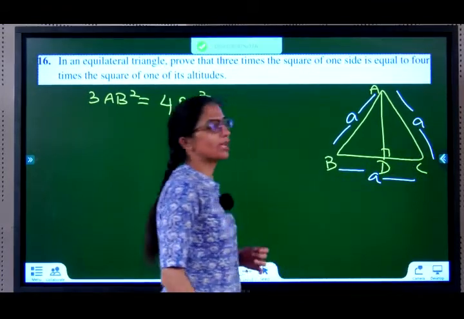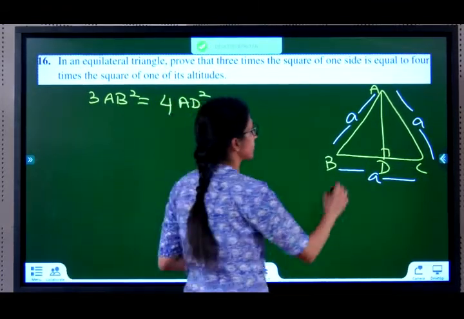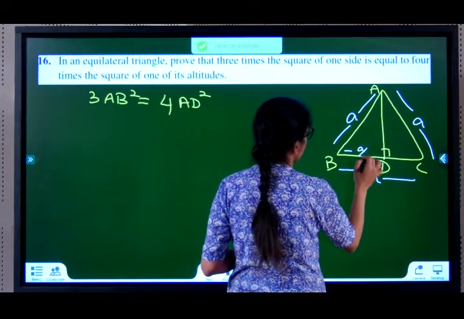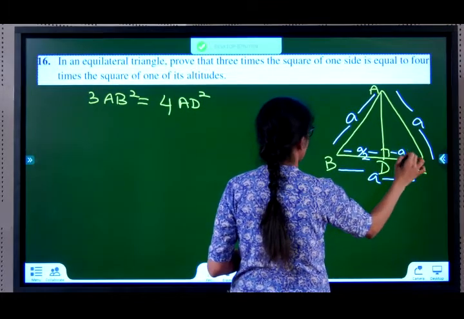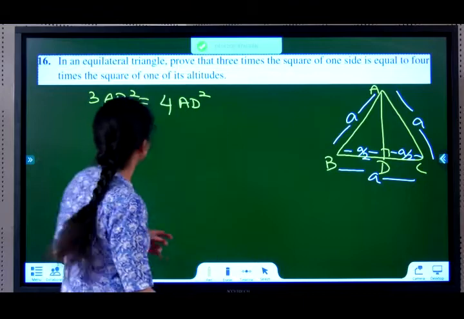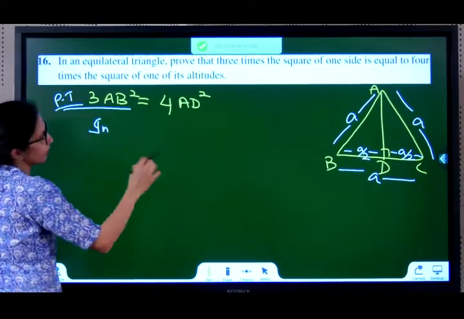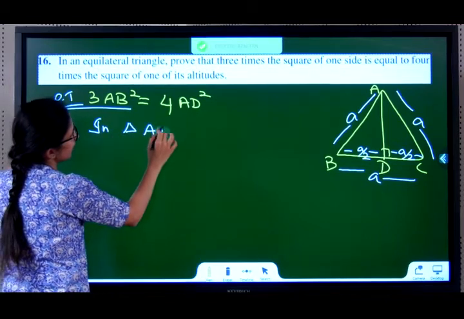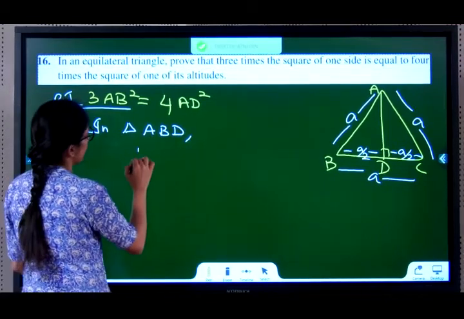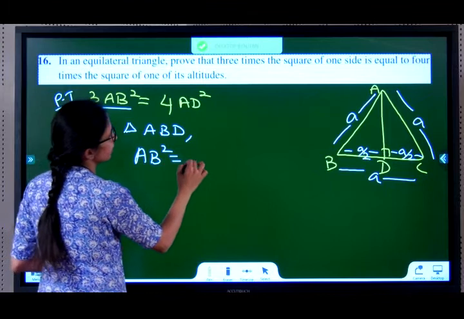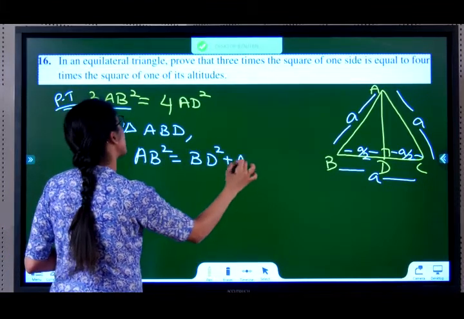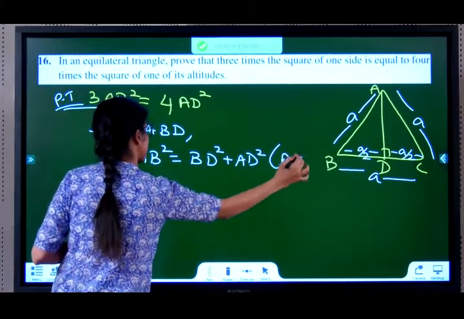In an equilateral triangle, altitude and medians are the same. So I can say this is A by 2, this is A by 2. So choose any one triangle. This is what you need to prove. So please write all the given part. In triangle ABD, so can I write AB square is equal to BD square plus AD square? Yes, I can. Pythagoras theorem.